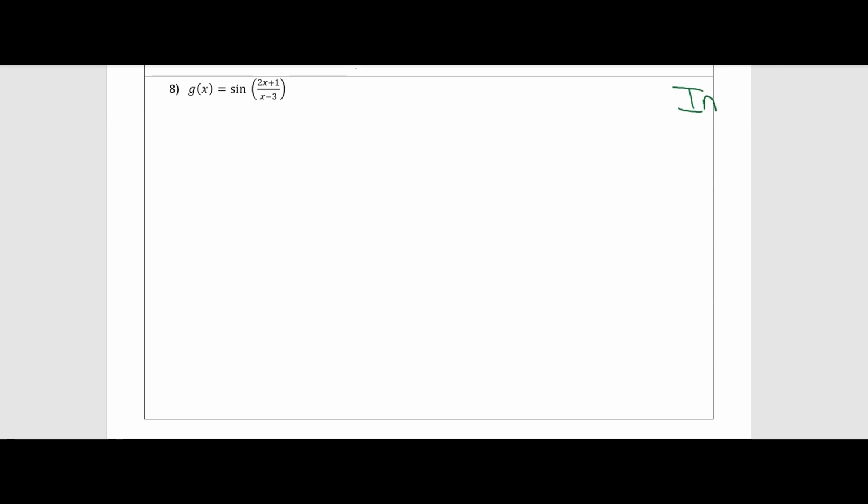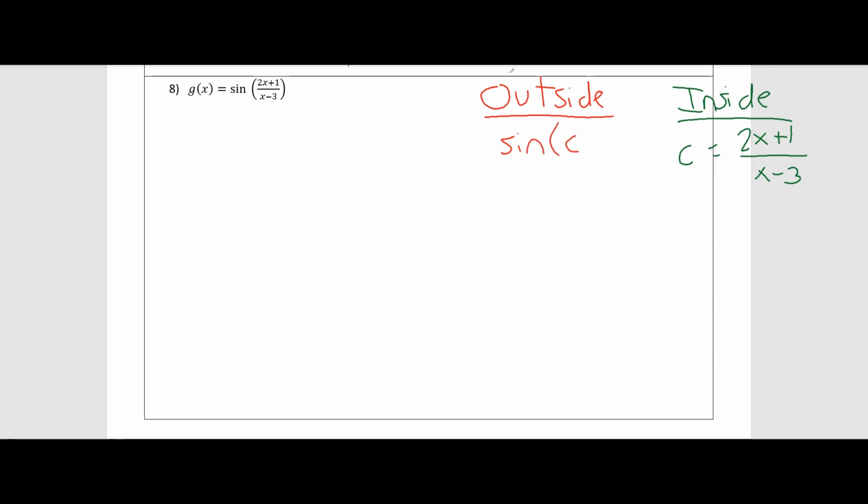So our inside function is going to be what's inside of our sine function. So inside, and we'll just call this c, is going to be our 2x plus 1 all over the quantity x minus 3. Our outside function is going to be that sine function. So I get sine of c.